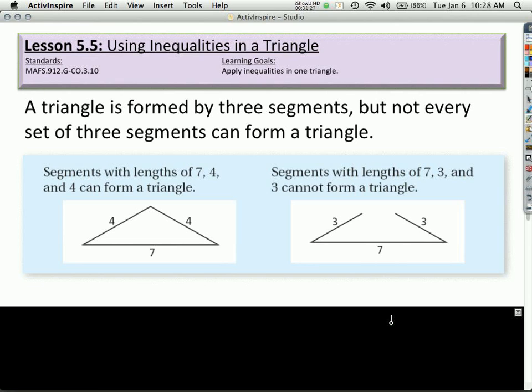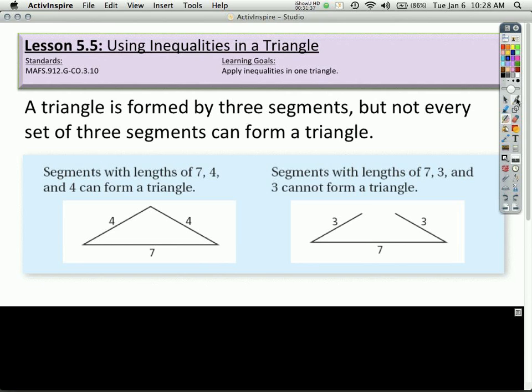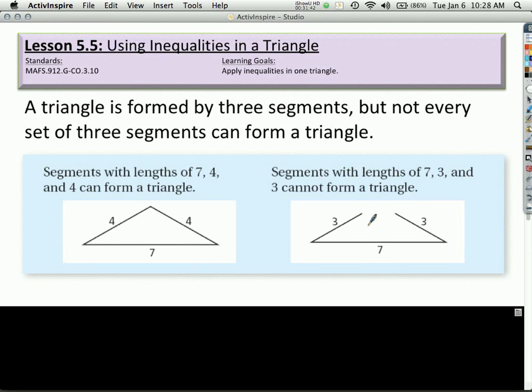But look at the right. If I have 7 units, 3 units, and 3 units, it will not form a triangle, no matter what I do. If we try to bend this line down a little bit and bend this one down, they will never meet at a point. I can't stretch them back. I can't bend them up this way. There's nothing you can do to make it work. So you can't just pick any size lengths. They have to actually work. And so using the triangle inequality theorem, we can determine whether or not three sides will actually form a triangle.